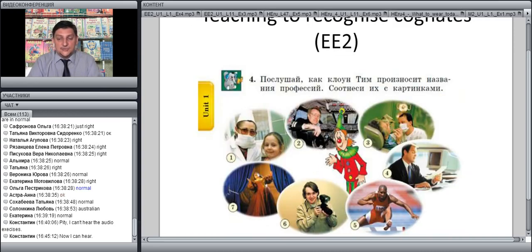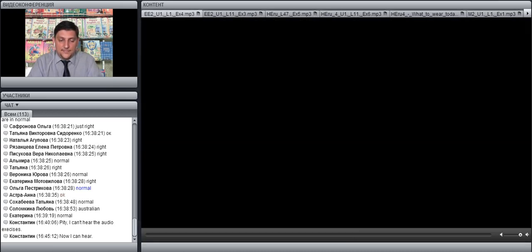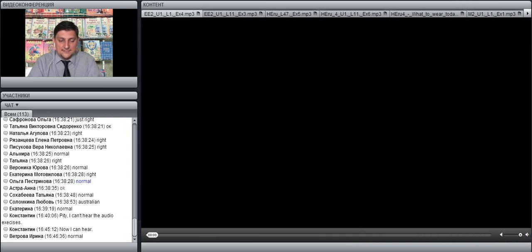It's easy to teach students to recognize cognates. This is an example from the very first lesson the students have when they start using Enjoy English course book in grade 2. So that's an extract from lesson 1. The task is to listen to one of our characters, the clown Tim, pronounce the names of jobs and to match these jobs with the pictures. Let's listen to this.